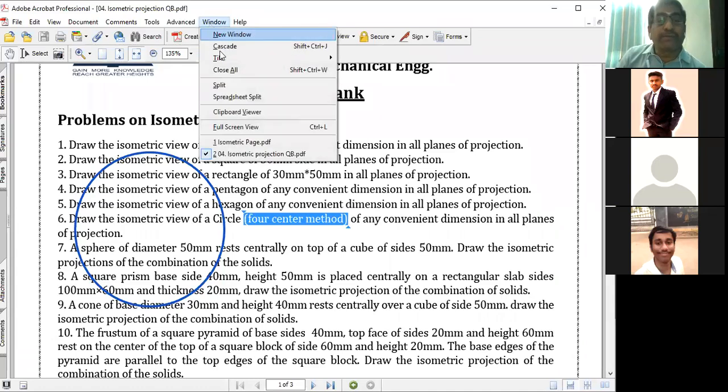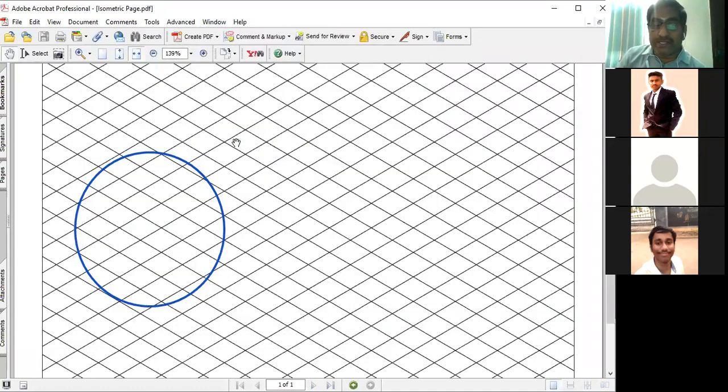I can go to that isometric page. Now the isometric page is here. In this, I want to construct, say, the isometric of a circle whose diameter is 60 millimeter.